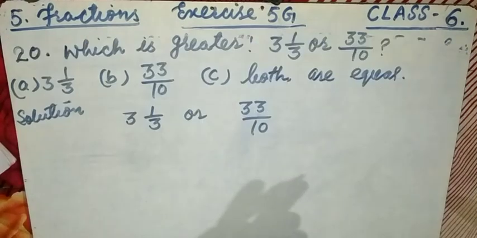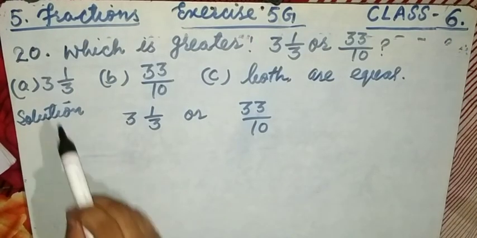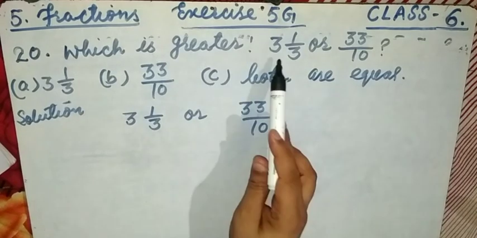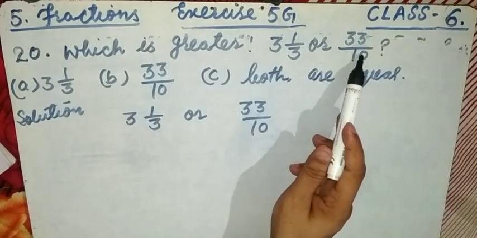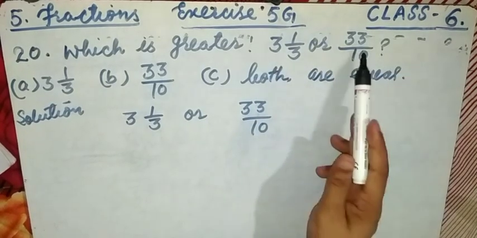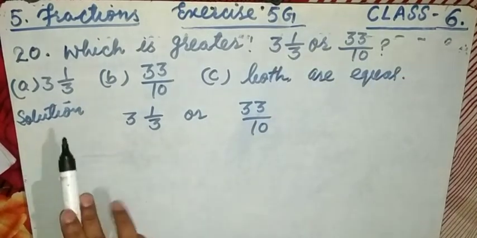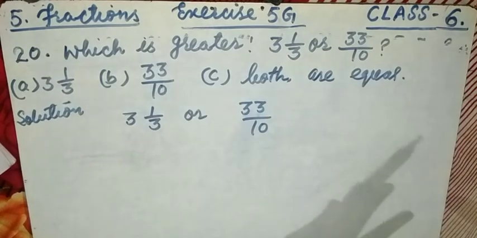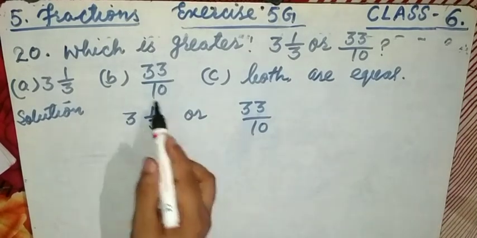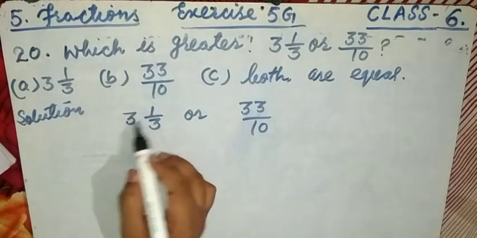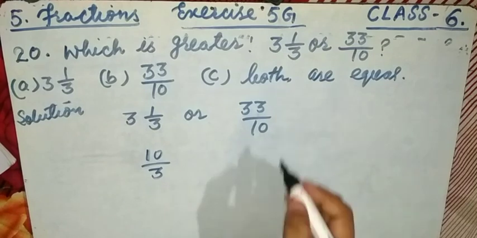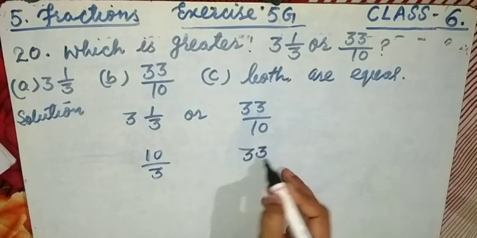Now friends, see question number 20. The last question says, which is greater, 3 1 by 3 or 33 by 10? Means we have to select whether this mixed fraction or this fraction is greater. Now the options are given. First we have to change this mixed fraction into an improper fraction. 3 times 3 is 9 plus 1 is 10, so 10 by 3. The other one stays as it is.